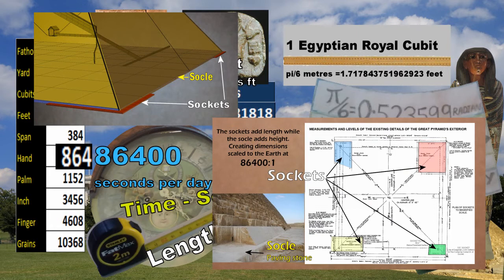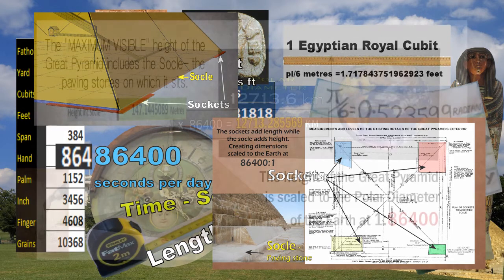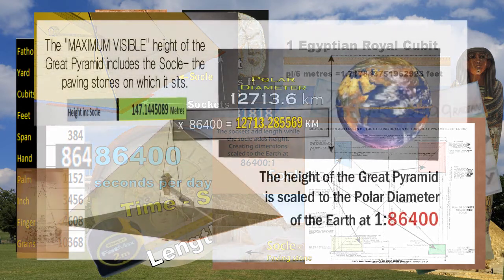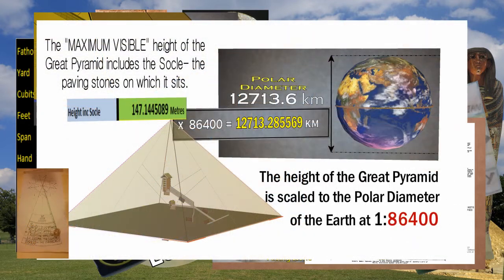So the sockets, looking from the northeast corner, add a little bit of distance to the size of the base of the Great Pyramid. That gave us the speed of the Earth per second, 86,400, or the equatorial circumference of the Earth. But the socle, or the paving stones, which give a little bit of extra height to the Great Pyramid, multiply that by 86,400 and you get the polar diameter of the Earth. Not the polar radius, but the polar diameter.